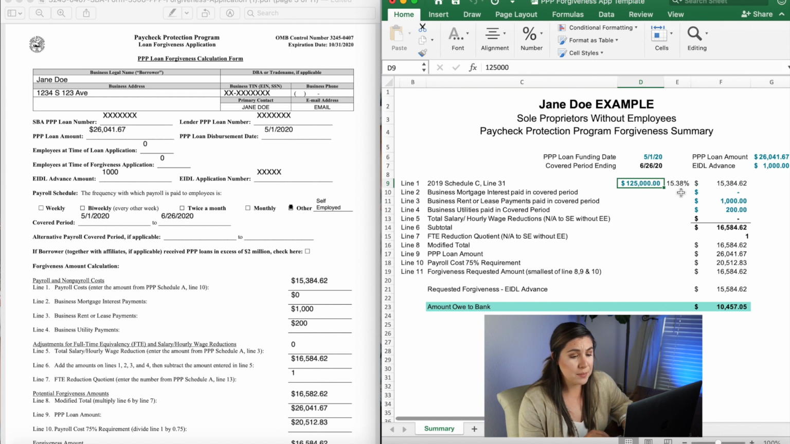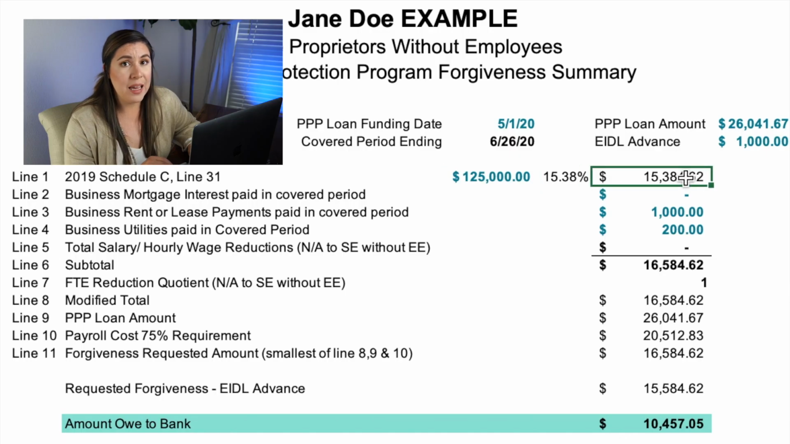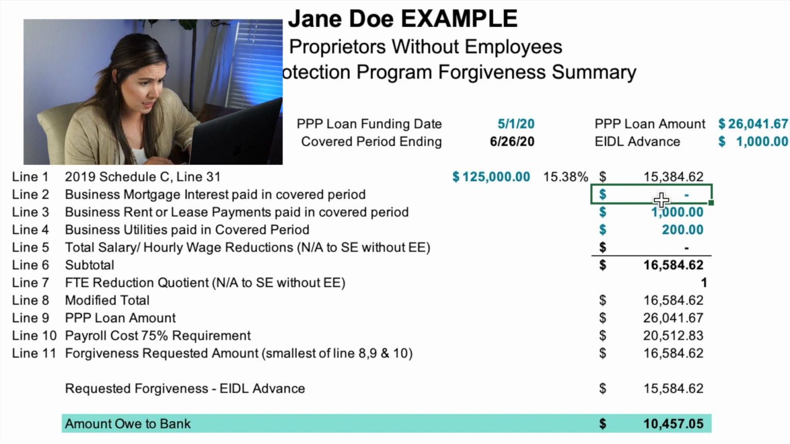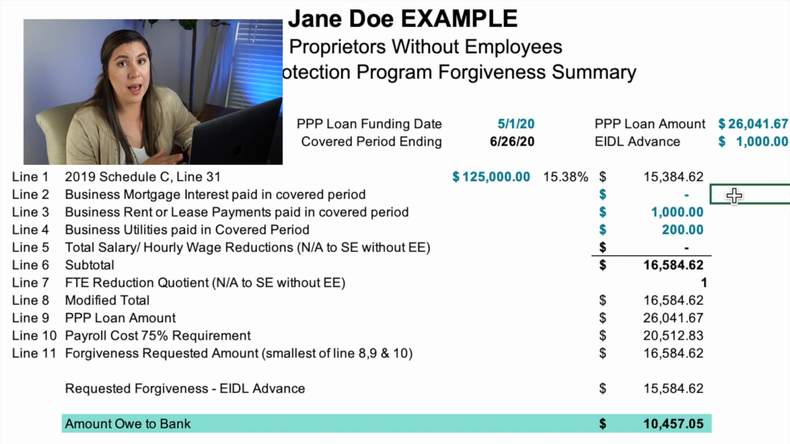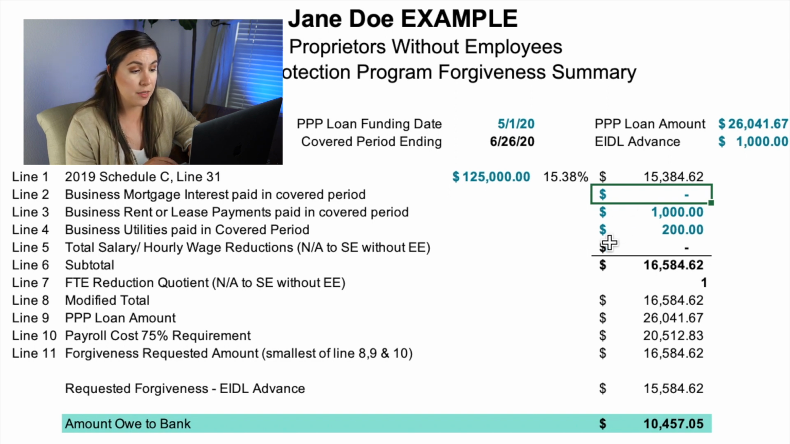So it's capped. Line 2 is going to be highly unlikely. There are very few business owners that have mortgage on a business loan. So we're going to go ahead and just put 0 here. Business rent or lease payments in the covered period. So this independent contractor actually had a rent expense of $500 a month. So we're covering 2 months. So it's going to be $1,000. And they had a few utilities.